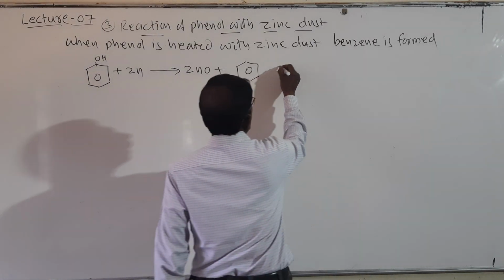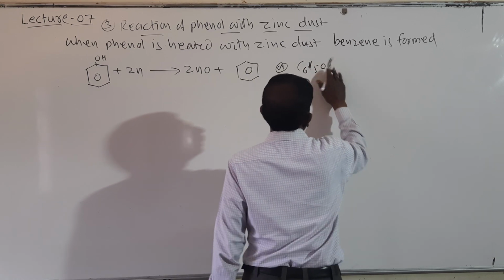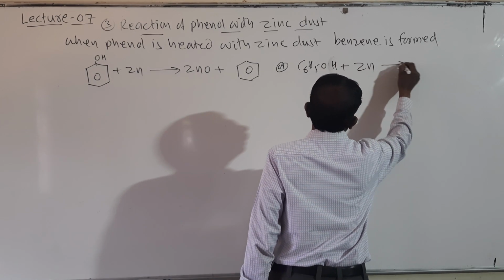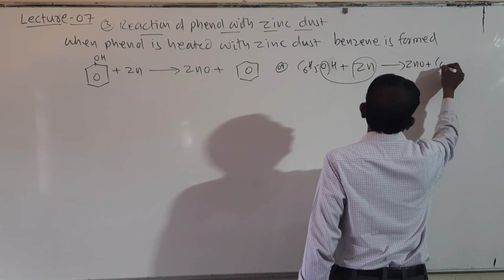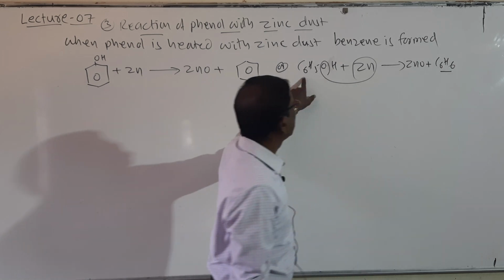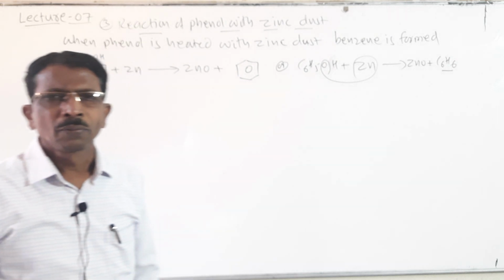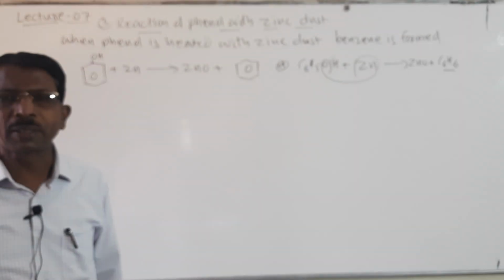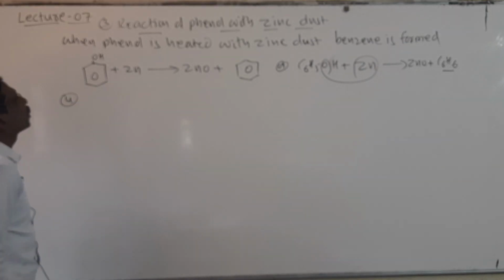Or you may write this reaction like this: C6H5OH, phenol, plus zinc dust, forms ZnO plus C6H6, benzene, and zinc oxide. So it carries 2 marks. How do you convert phenol to benzene? Or what happens when phenol is treated with zinc dust? Then the fourth one, oxidation of phenol.